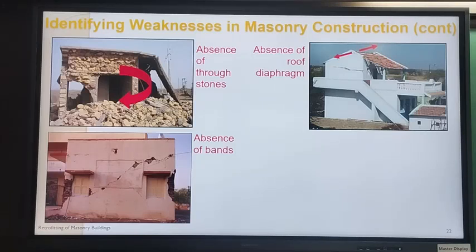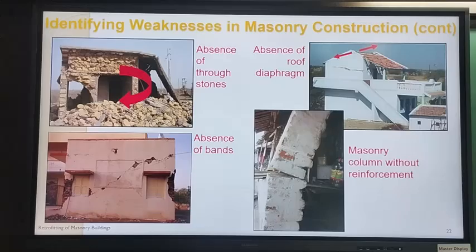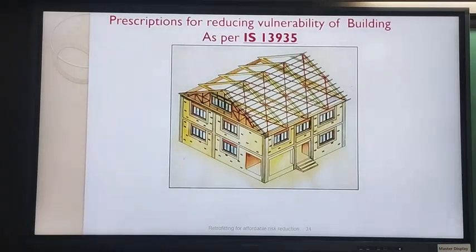This shows the absence of bands. This kind of diagonal crack otherwise will not occur. If you have multiple bands, then only very limited cracking will occur, and you will not have a full crack like that from bottom to top. The lintel level, lintel and sill level. Also, masonry columns, you see them everywhere. It just says that they are without reinforcement. Very common practice. So these are some of the common types of weaknesses that we have.